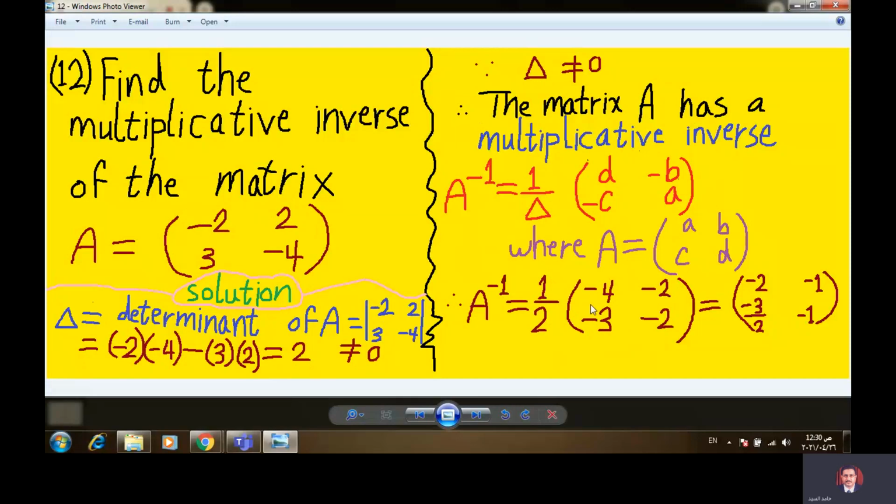By distribution, we obtain this matrix, which consists of elements negative 2, negative 1, negative 3 over 2, and negative 1.